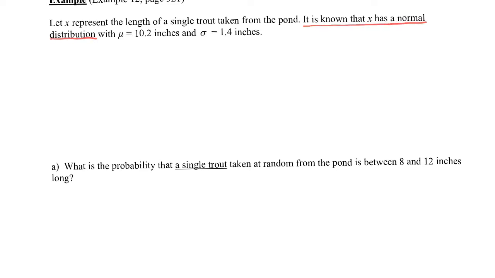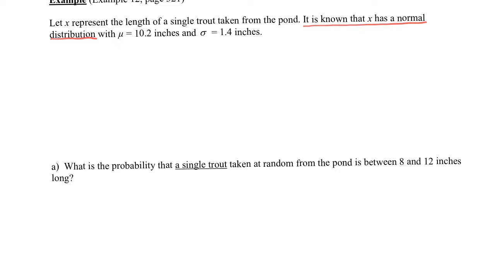If we know that, then we know for sure that X bar, if we take samples out of here and line up those samples, so we take the mean of all those samples, that would be our X bar distribution. It's definitely going to be normal, right? If X has a normal distribution, X bar will also have a normal distribution for sure. It tells us this X distribution has a mean of 10.2 inches and a standard deviation of 1.4 inches.